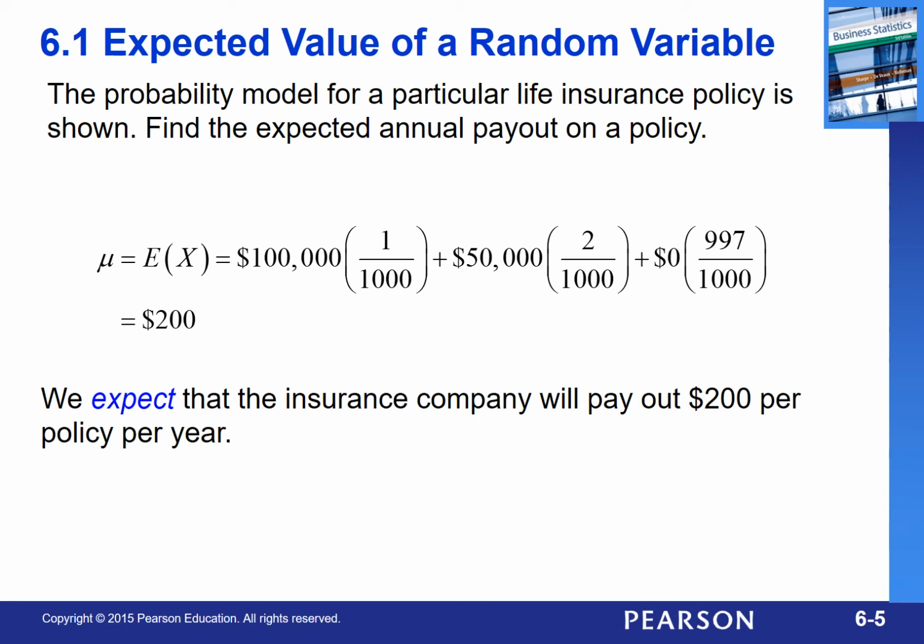So here we are using that probability model for life insurance that we showed last slide. We want to find the expected annual payout on the policy, or the expected value. This will tell you what your payments look like. So you take the value in particular. I take the amount times its probability, amount times its probability, amount times its probability, and then you add them all together, and that will give you a value you expect to get. So we expect the insurance company will end up paying out about $200 per year in policies. They can use that to figure out, what should we charge for our premium to cover our costs?